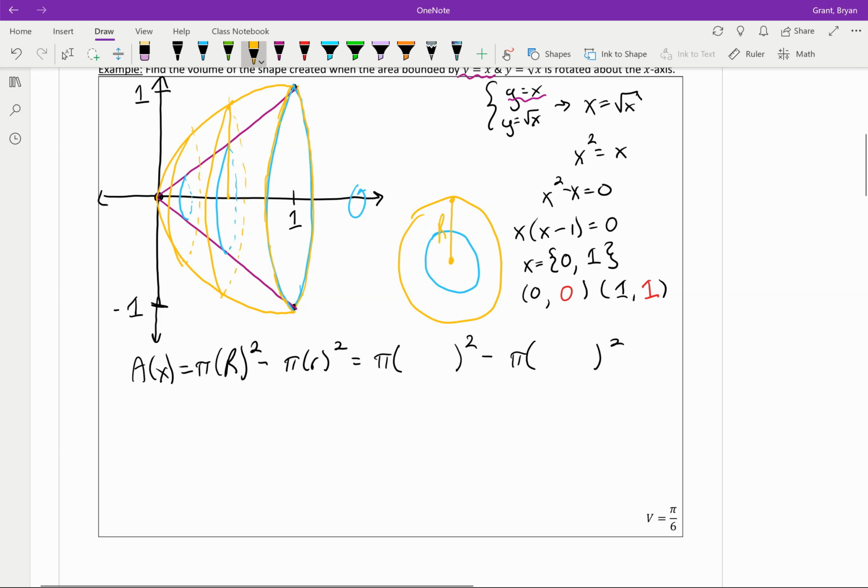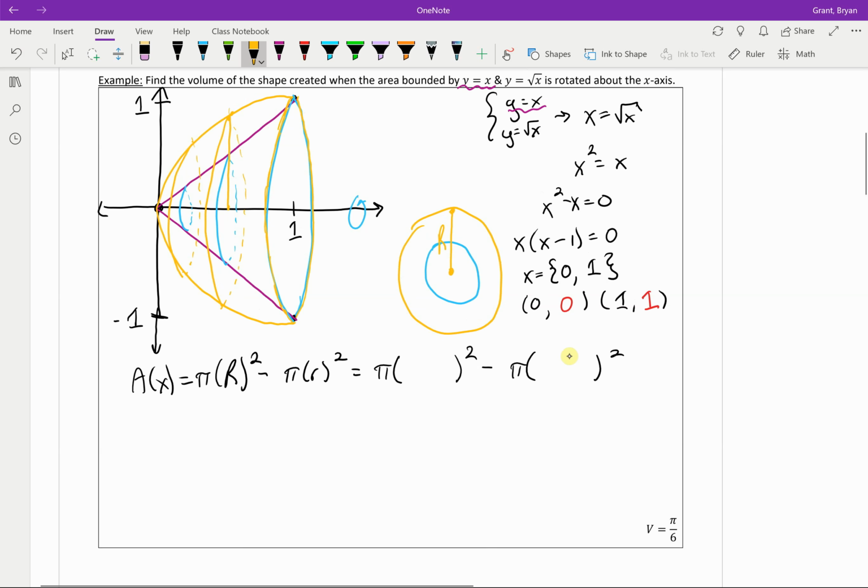I'm going to call this big R. And big R in this case is going to be the top function, which was our square root of x, minus the bottom function, which is just the easy function 0. And again, put both of those in there to start. Think of this always as top minus bottom or right minus left depending on the direction we're going. And then I'll do the same thing for the second one.